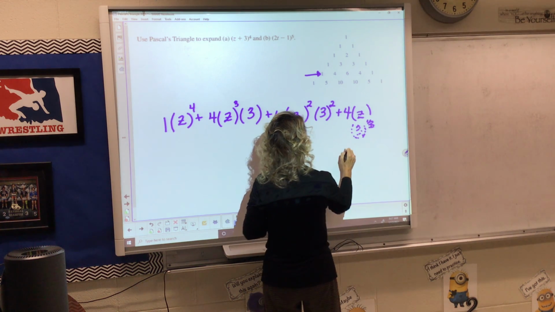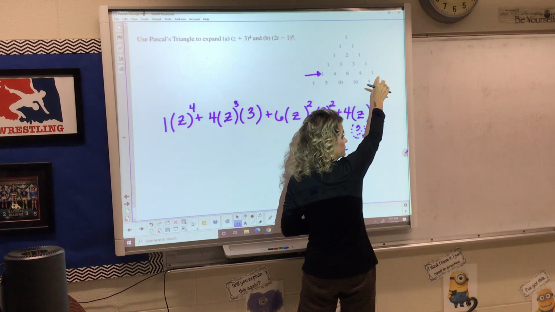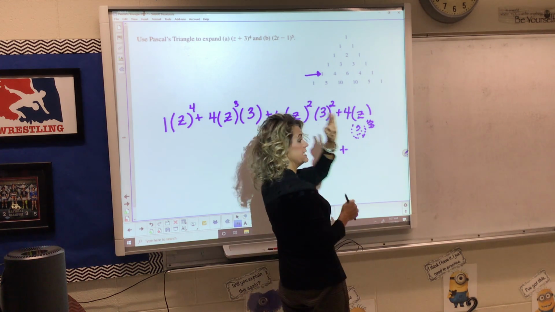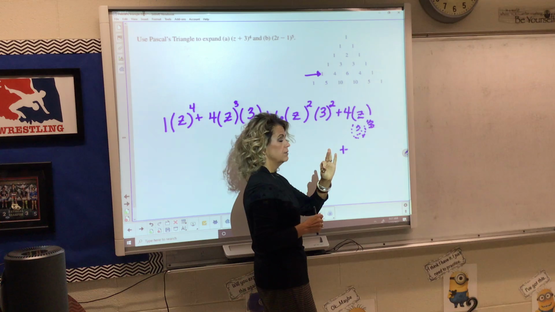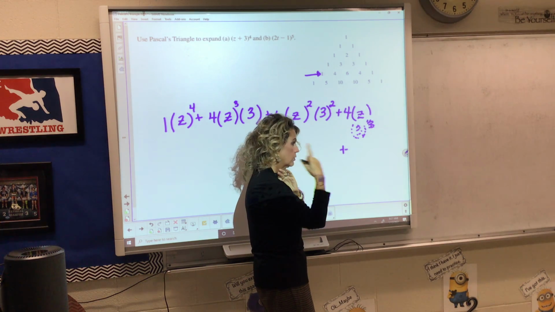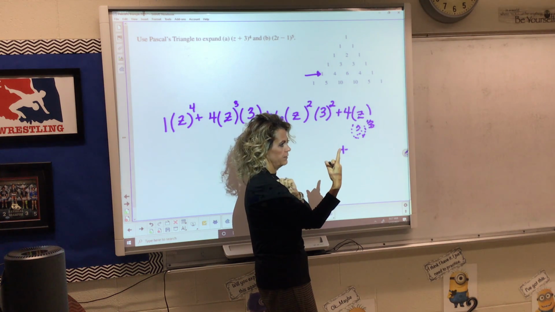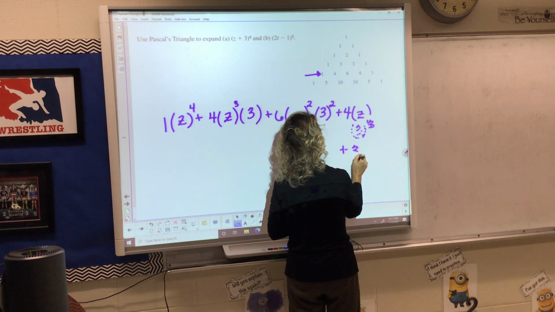Okay. And then plus our last one, yes? It would actually be z to the 0 power, yes? But 0 power is 1. It is something that's 1. Okay. Plus 3 to the what power?